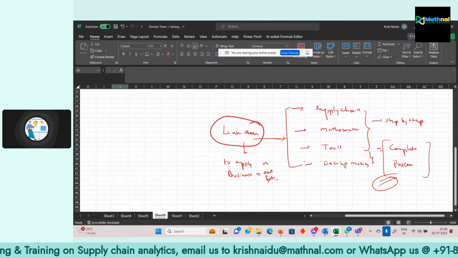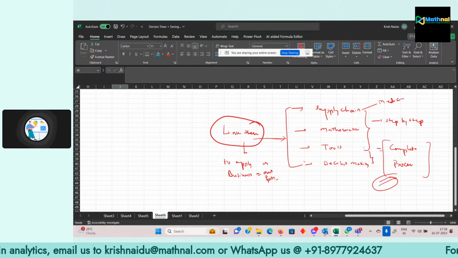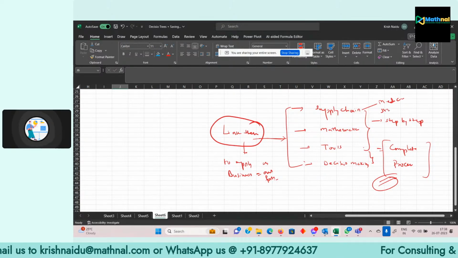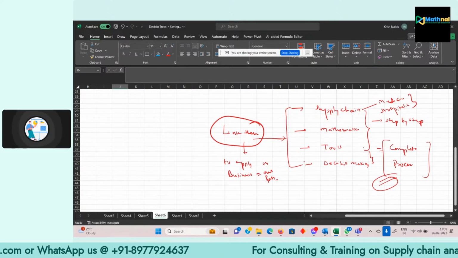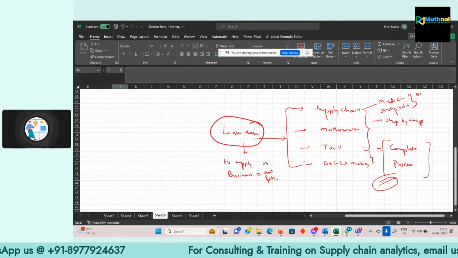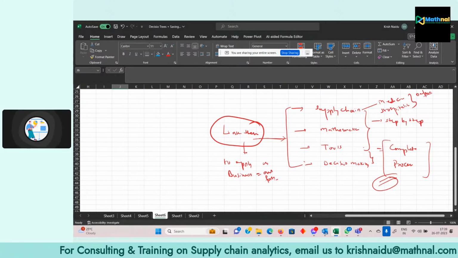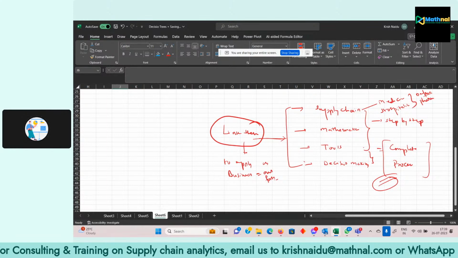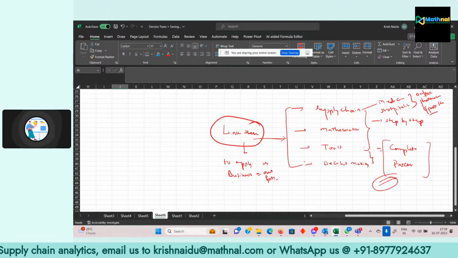Right now, we are working on the supply chain domain. If it is medicine, if it is hospitality, we can still work on this. Even if it is defense, we can still work on this. Even if it is pharmaceutical, we can still work on it. Even in sports science, we can work.